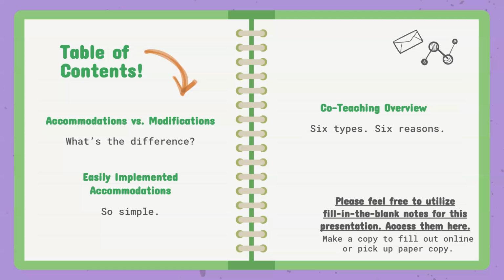Okay, so this is the table of contents for what I'm going to talk about today. What's the difference? And then I'm going to give you some easily implemented accommodations like I just gave you in here. And then I'm going to go over the 6 types of co-teaching and the 6 reasons for that. That'll kind of be a little bit quicker at the end. And then I did put down there at the bottom, please feel free to utilize fill in the blank notes for this presentation, and you can access them there.